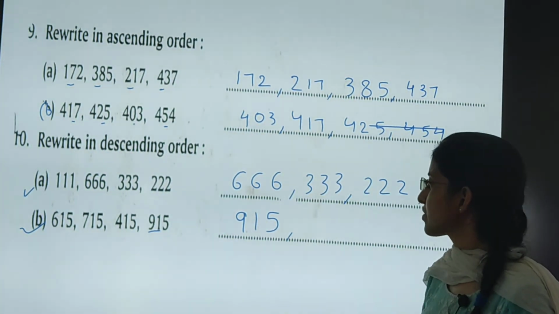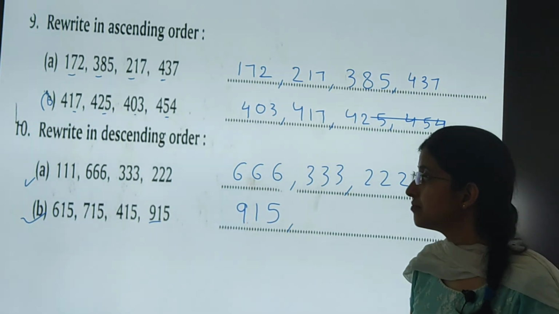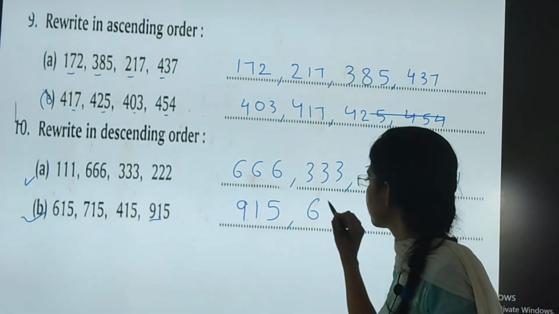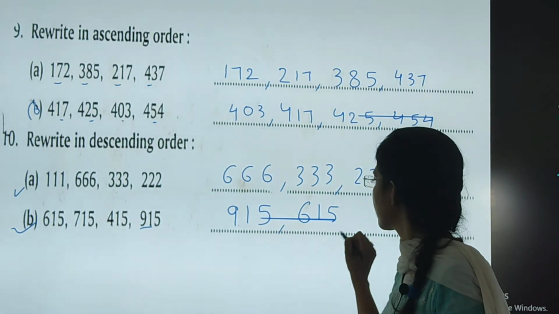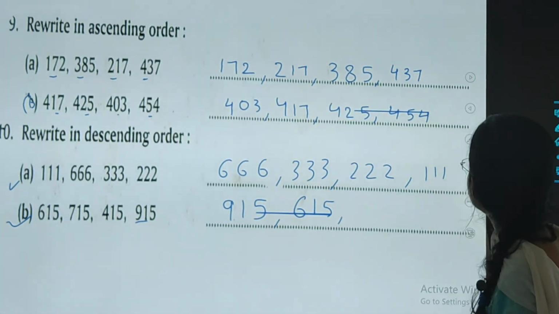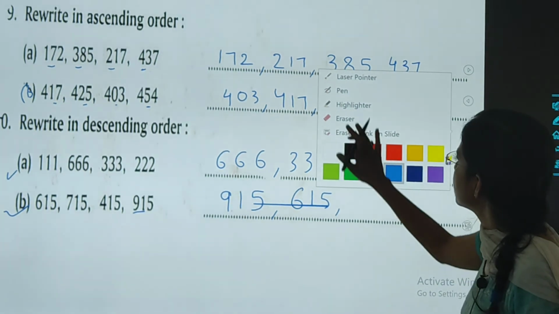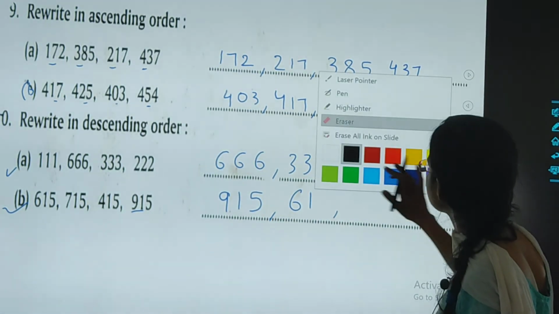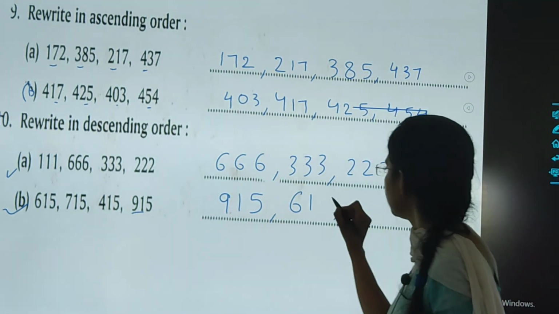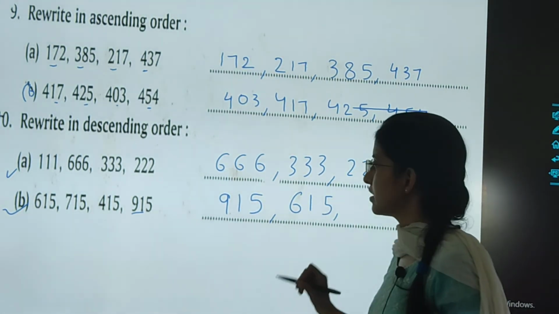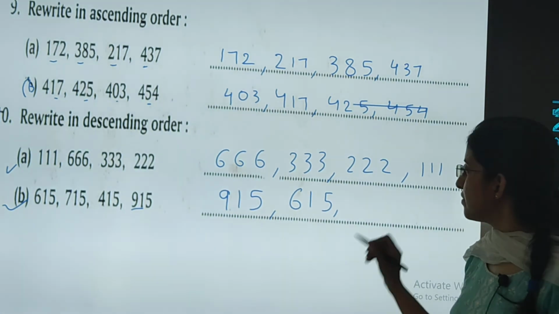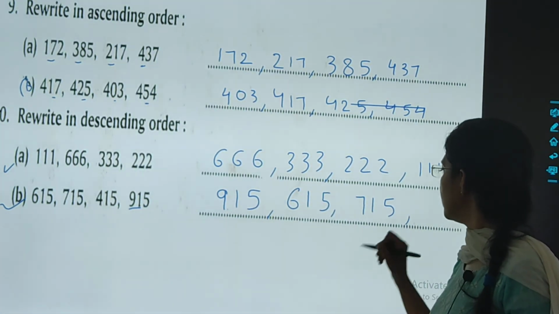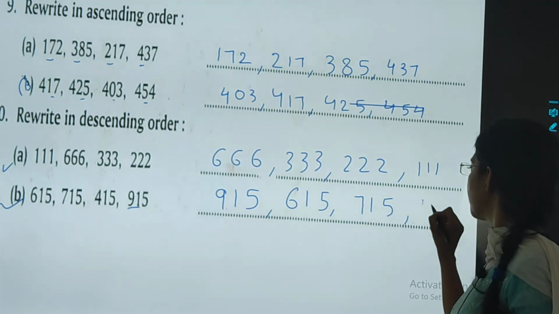Then which is the second largest? Yes, you are right. 615. Then what will come? Come on, practice. Give me the answer. After 615, 715 and then 415.